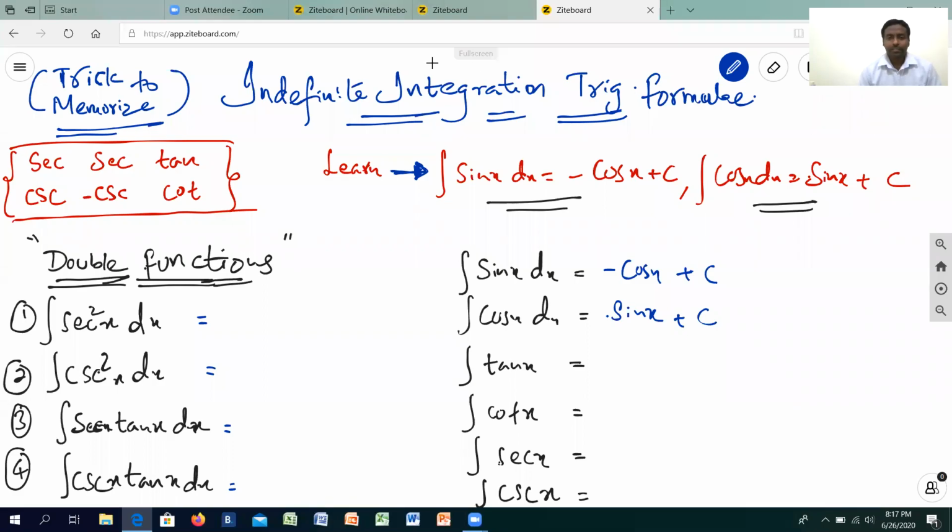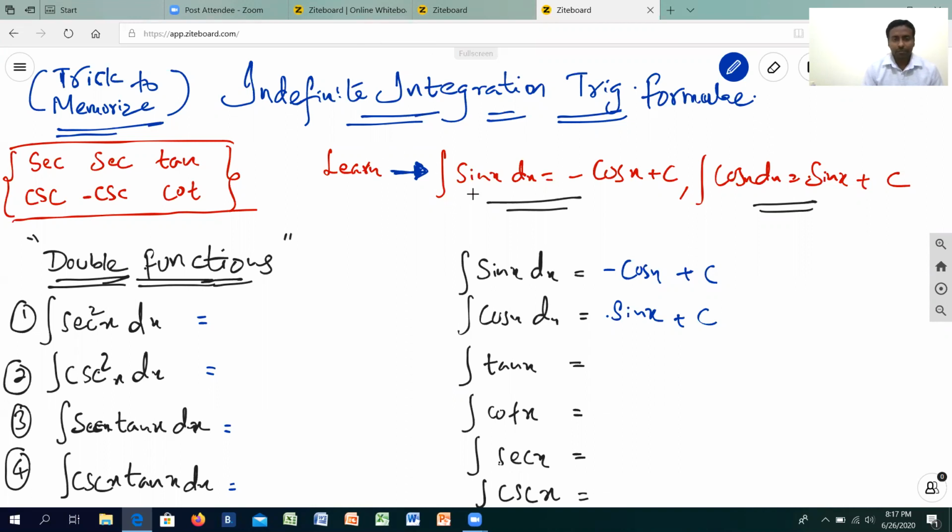Hello friends, I'm Mazhar and we are learning today the shortcut trick to memorize within very short time, within seconds. You can easily remember the trigonometric formulae for the indefinite integration that the students generally find difficult in remembering and recalling. So in today's video, we will explore how you're going to do it. So let's see it.